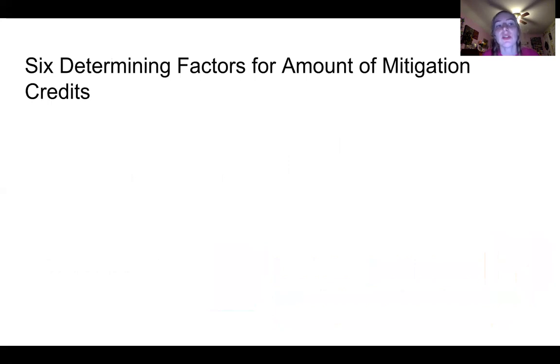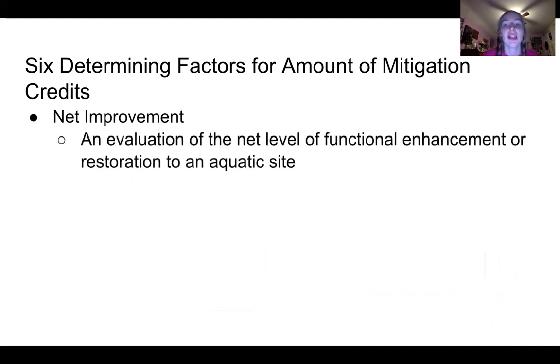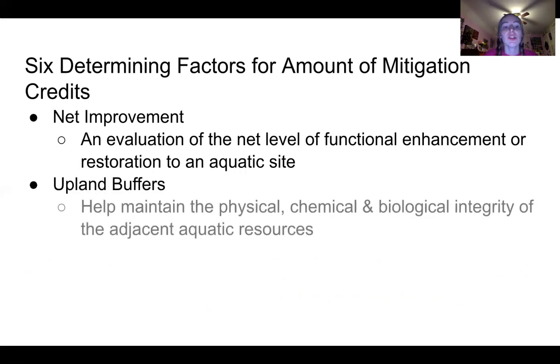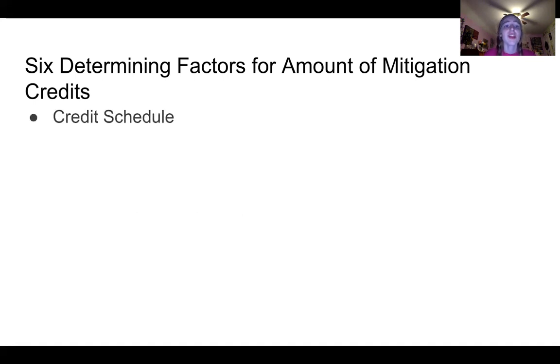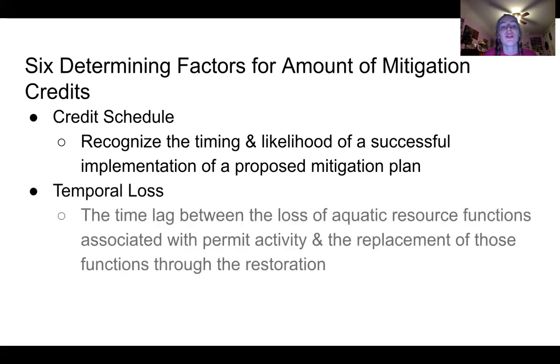There are 6 determining factors for the amount of mitigation credits you need. First is net improvement, which is an evaluation of the net level of function or enhancement of the restoration to an aquatic site. Upland buffers, which help to maintain the physical, chemical, and biological integrity of the adjacent aquatic resources, which are really important. Your credit schedule, so you need to recognize the timing and how successful the implementation of the proposed mitigation plan is going to be in reality. You have temporal loss, which is that time lag between the loss of the aquatic resource's functions and when the replacement of those functions is going to start again through your restoration.